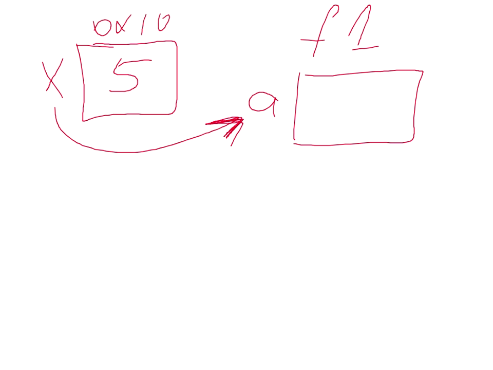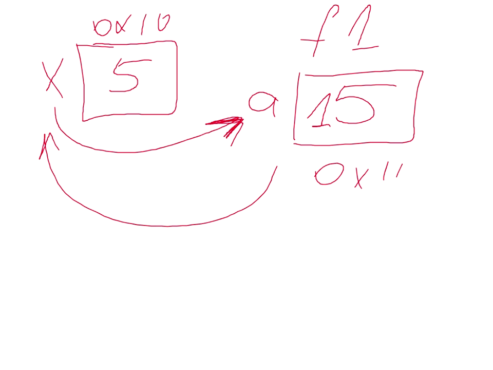So maybe x is stored at 0x10. A is going to be somewhere else, let's say 0x11, but the value of it is going to be 5. Now if function 1 changes this value later on to, let's say, 15, x does not change, right? So when we return back to the calling function, x is still going to be 5.